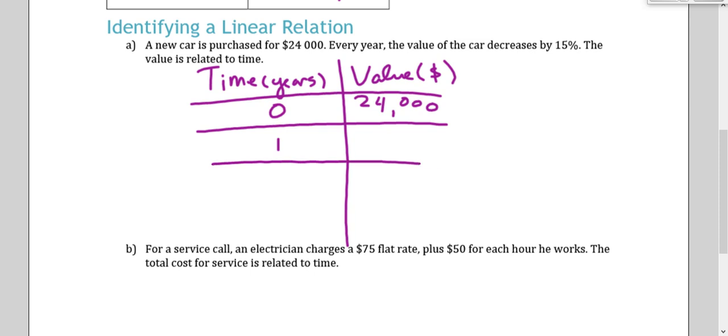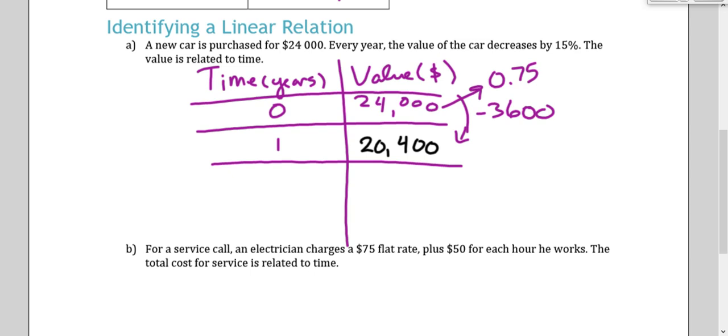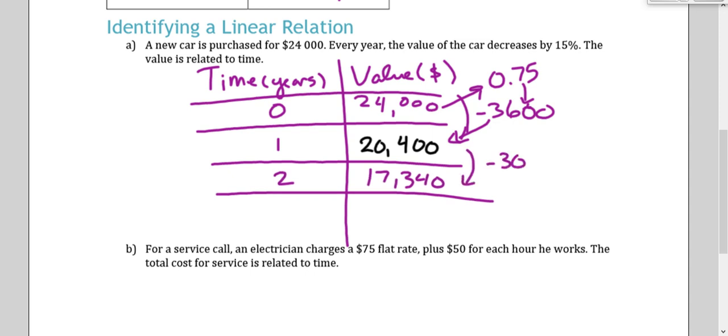Year 1, this goes down by 0.75. This changes to 20,400. So this goes down by 3,600, and that's because we multiplied this by 0.75, and we subtracted how much it went down by, and we got this new value. Year 2, 17,340. So this went down by 3,060. So this is not linear.